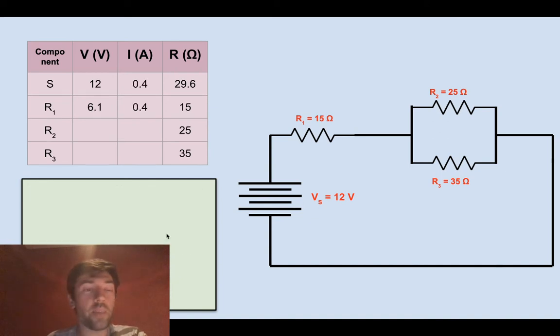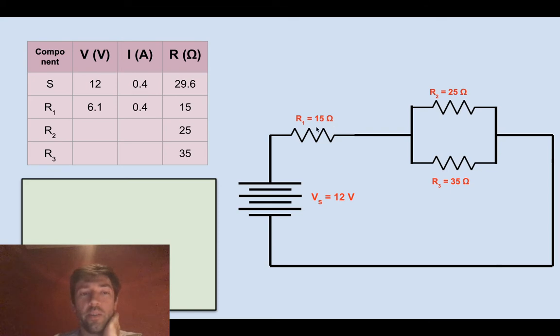Okay, let's update the table. So here's what we know now. So we know everything about the source and everything about resistor number 1. So now we have to solve the other 2 resistors. Okay, so let's think about voltage here for a second. You can't solve current because current splits and you don't exactly know how much it splits. You can't say that it splits in half. In fact, it definitely doesn't because these resistors are different.